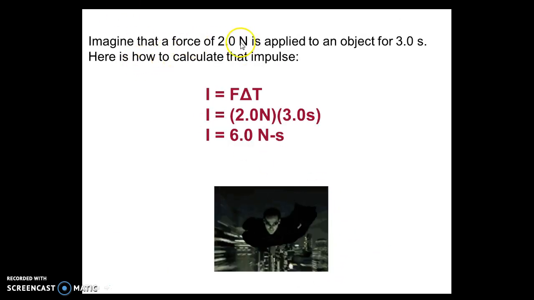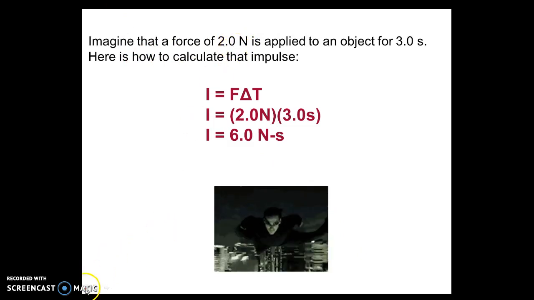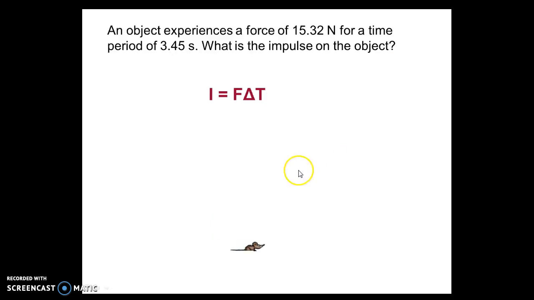Here is a basic example, just walking through how to plug and chug this. So if we have 2 newtons of force here, and we have 3 seconds for the change in time, then 6 newton seconds is the impulse. What's nice about this is it can also be set equal to mass times velocity. Right, so let's try one. Take a moment, pause the video, and plug this in.